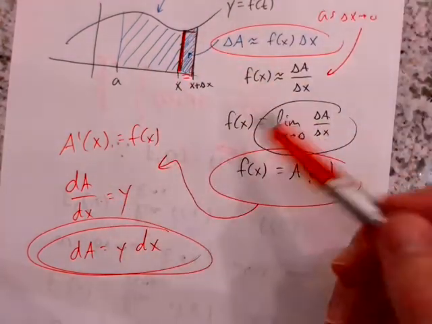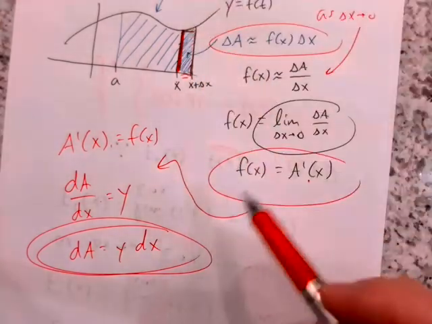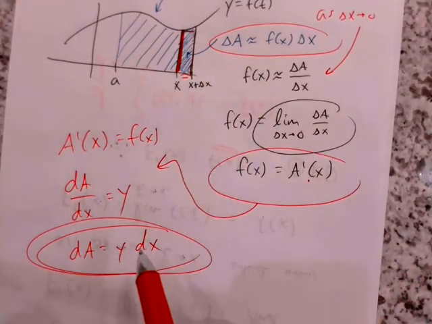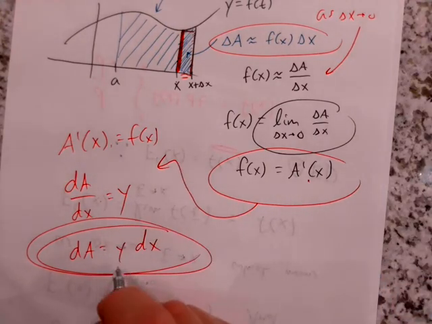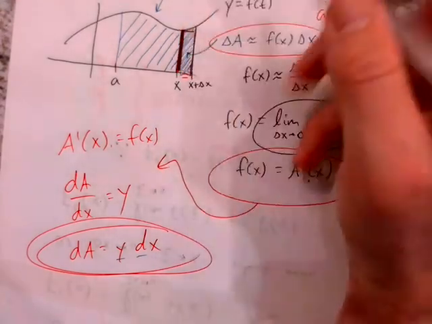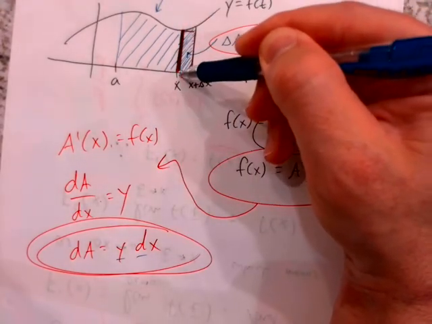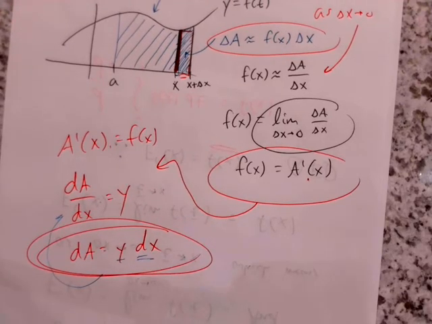If you move over a tiny amount, dx, the change in area is just the y value times how long you were changing for. So this gives you the change in the area. It's just the y value, which is the height, times the base, which is this infinitely small value dx. And that's the change in area. And if you kind of work your way backwards, that means that dA dx is y.